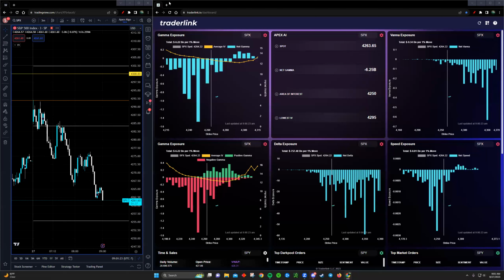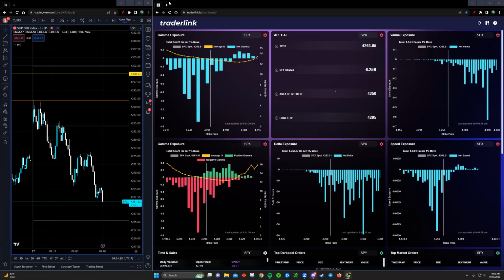Aside from the negative Vanna exposure above spot price, acting as more of a bearish pressure on the market, I don't see anything of relevance on the Vanna chart. That should be enough information though to base a trade off of, just knowing that there's a significant amount of Vanna exposure above spot.